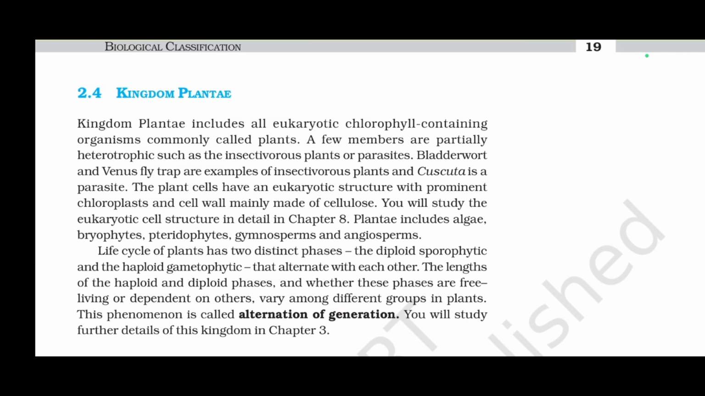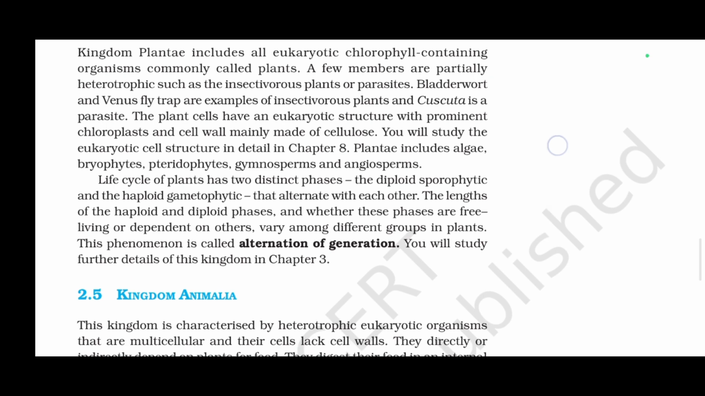Plantae includes algae, bryophytes, pteridophytes, gymnosperms, and angiosperms. The life cycle of plants has two distinct phases: the diploid sporophyte and the haploid gametophyte that alternate with each other. The length of haploid and diploid phases, and whether these phases are free living or dependent on others, vary among different groups in plants. This phenomenon is called alternation of generation.